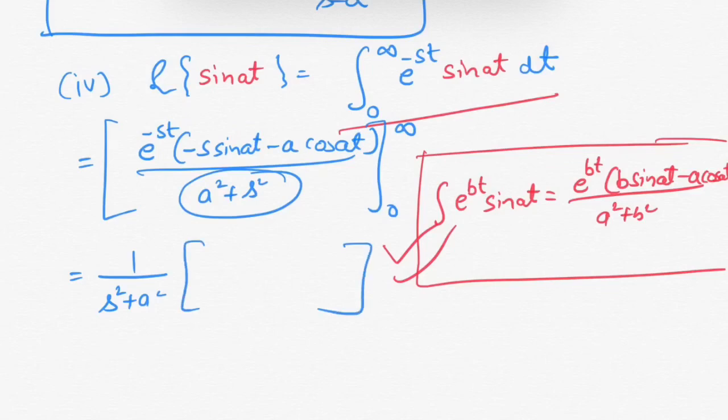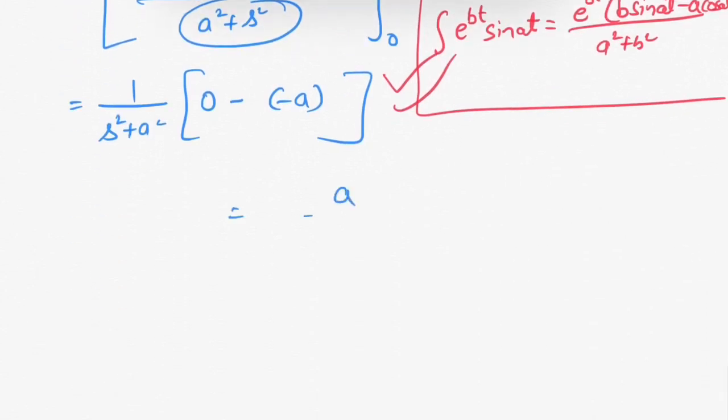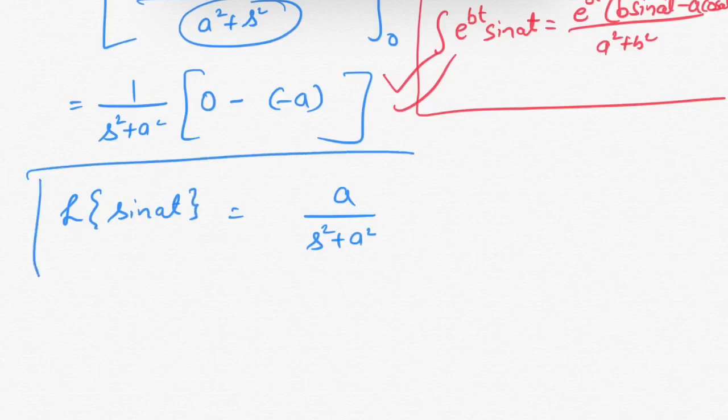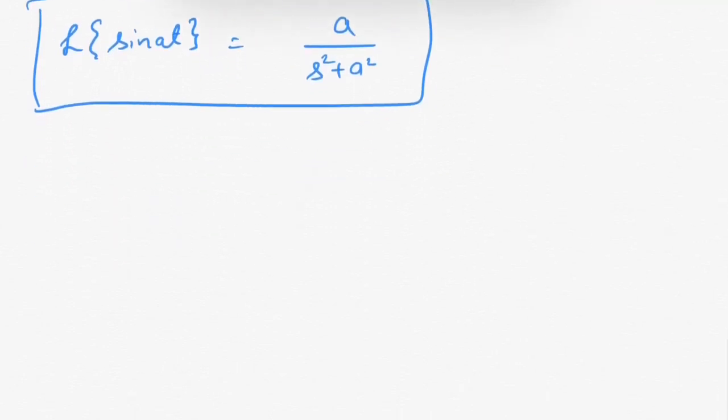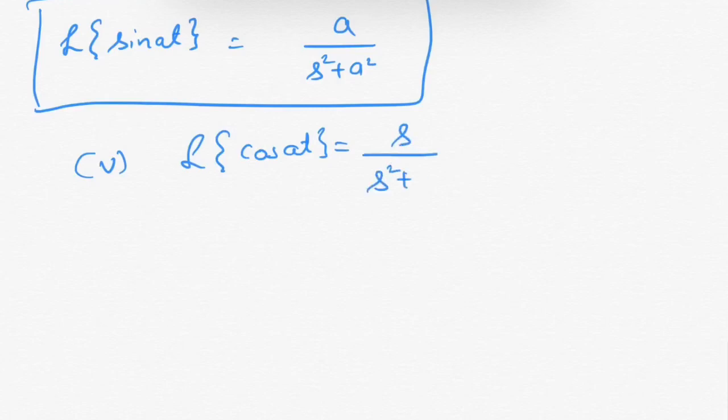Okay, so on putting the limit we have 0 minus minus a, and this equals a over s square plus a square. Hence, Laplace transform of sin at is a over s square plus a square. Similarly, you can also find the Laplace transform of cos at, and this comes out to be s over s square plus a square.